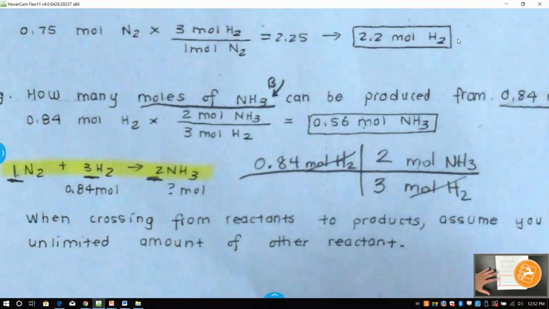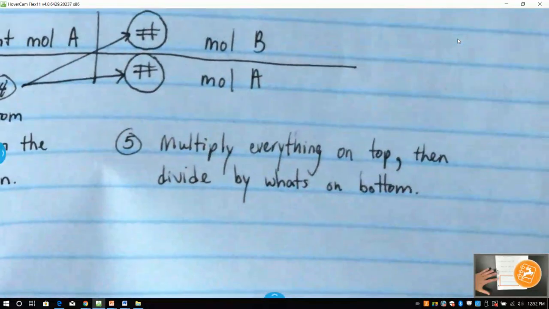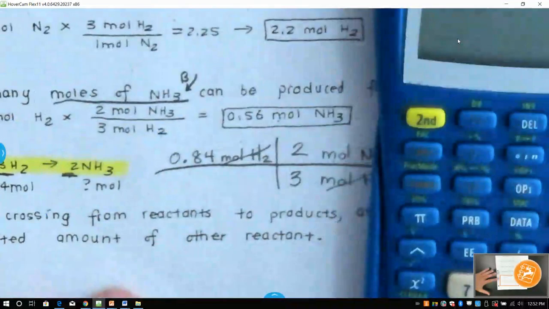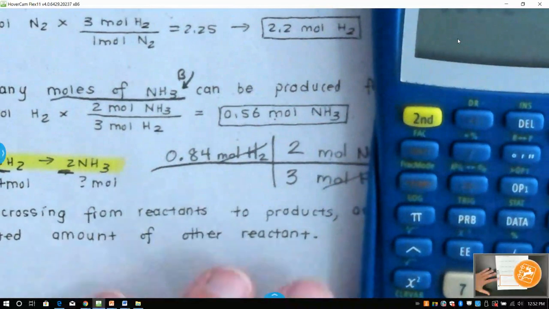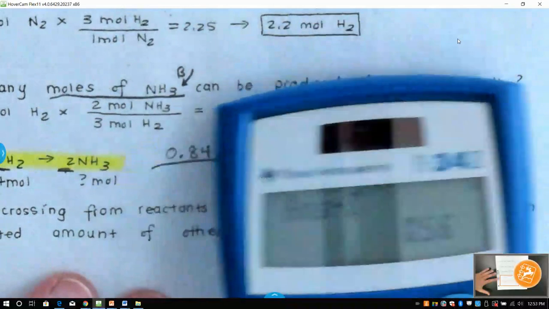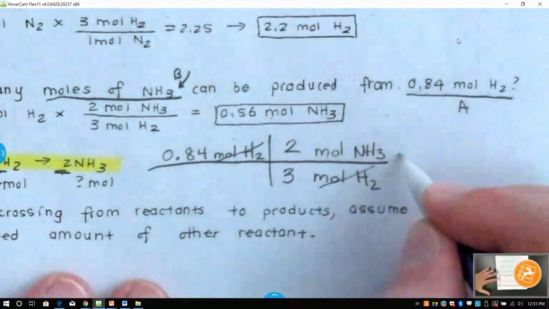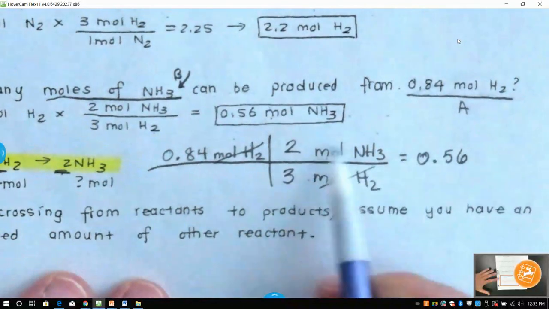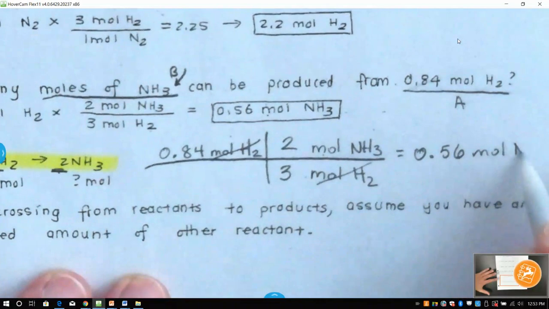And then step five, multiply everything on top, divide by what's on bottom. So toss it in your calculator: 0.84 times 2 equals, and then divide by 3 equals. Oops, sorry. And we're looking at 0.56. So 0.56, and the unit, moles of NH3.